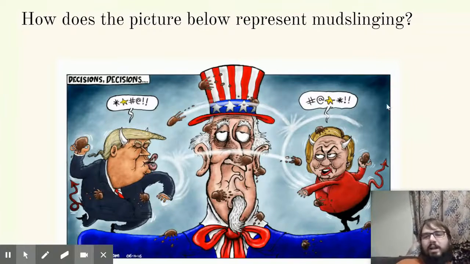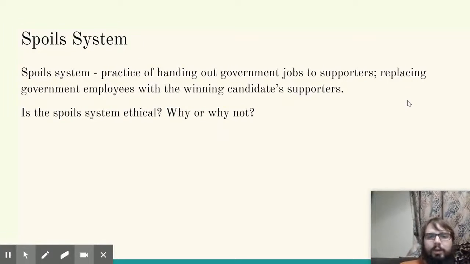All right, welcome back. Let's go ahead and continue on. Spoil system, once again, here's the definition. Do you guys think the spoil system is ethical? What does ethical mean? Do you think it's right or wrong in a moral way? Is this the right thing to do, the wrong thing to do? Why or why not? Go ahead and pause the video for a minute, answer that question.